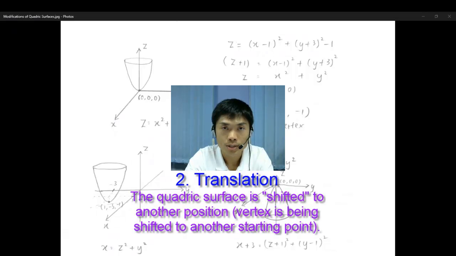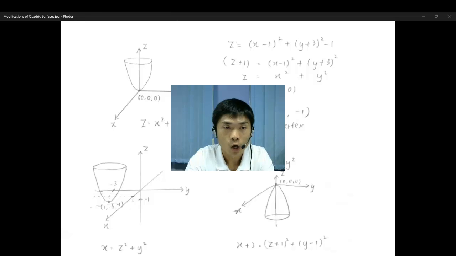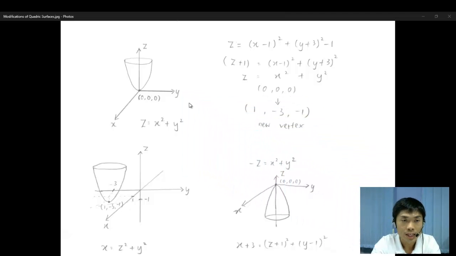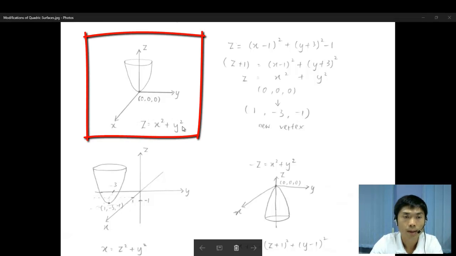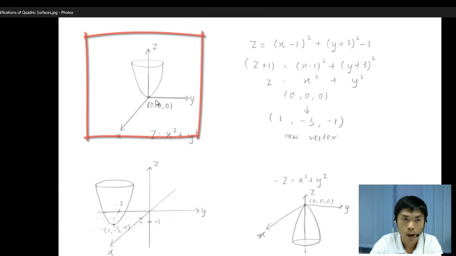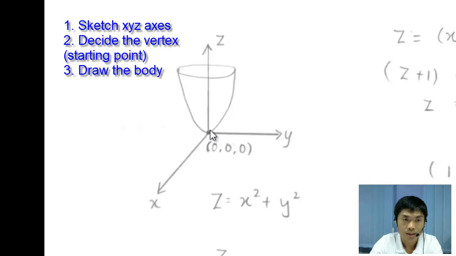For the second modification, which is the translation, the vertex of the original quadric surface will be shifted to another position. Now, let's recall how to sketch a 3D quadric surface. We'll use the elliptic paraboloid as our example, our favorite example here. This is the typical equation for an elliptic paraboloid. The first step is to sketch the x, y, and z axes, and we decide the vertex of the elliptic paraboloid. How do we know that the vertex is at 0, 0, 0? Well, apparently when x equals 0 and y equals 0, z will be 0.